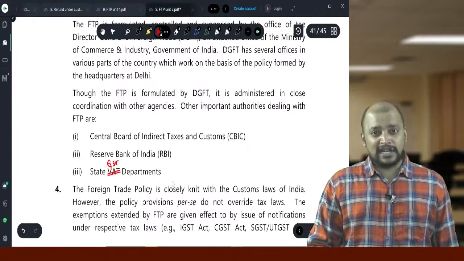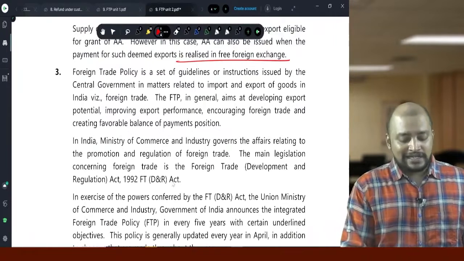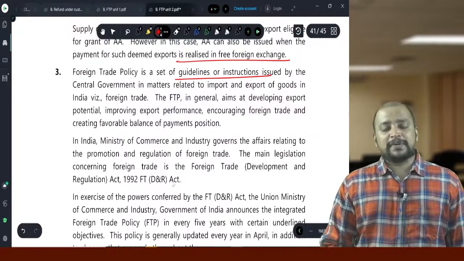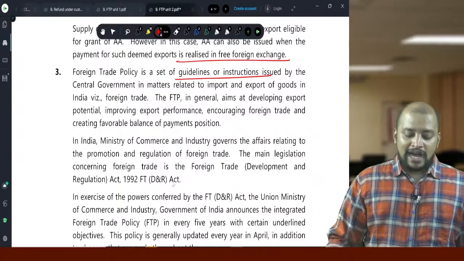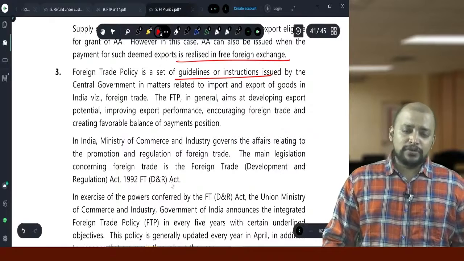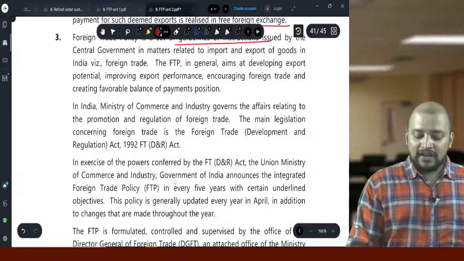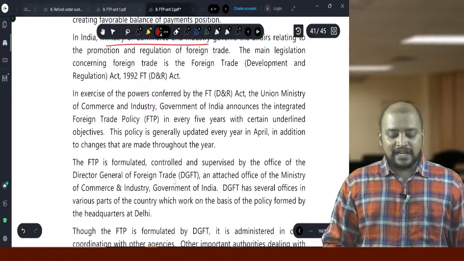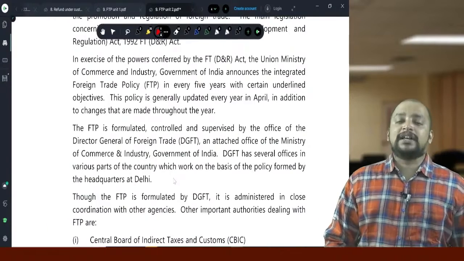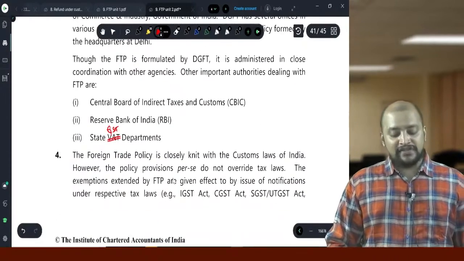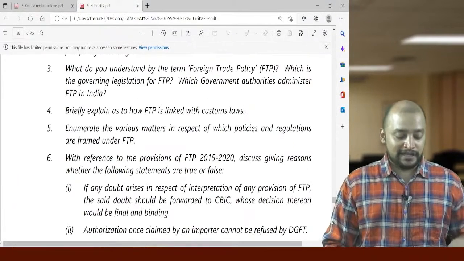They need to work in coordination with them. And FTP is a set of guidelines or instructions. For what purpose? In order to regulate the imports and encourage the exports. Okay. And so it is through the Foreign Trade Regulation and Development Act, and the Ministry of Commerce and Industry governs the affairs. Okay. And they have delegated it to DGFT, and DGFT through their regional authorities will implement the FTP in India, and they will be working in close coordination with these three people. That is what you need to write as the answer for that.